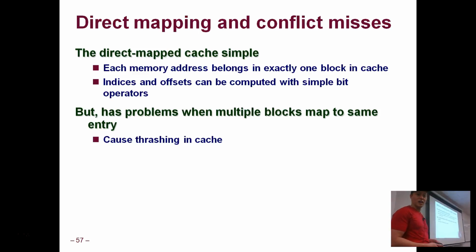Okay, so here is the issue. When you have direct mapped caches, you get these conflict misses. So 0808, here it was 2626. Each memory address belonging to exactly one block in the cache will cause you to basically thrash in the cache.